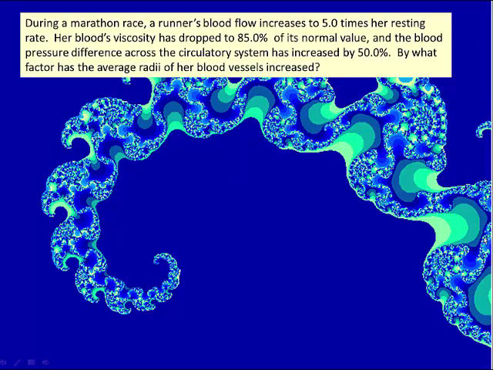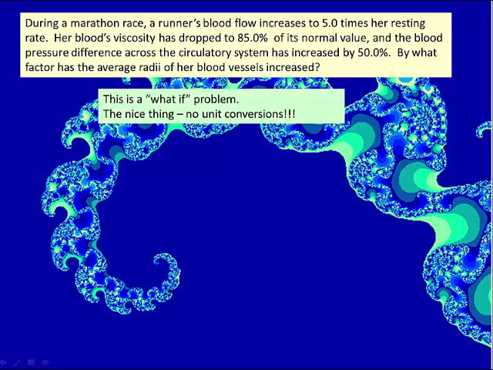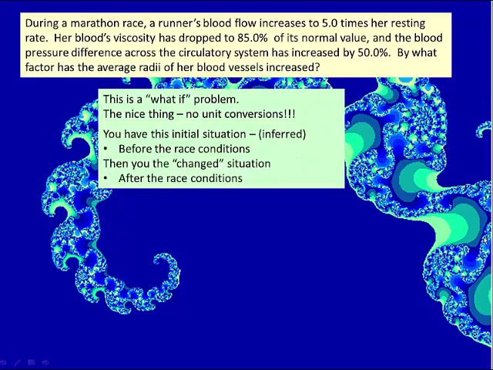So here's the problem. During a marathon race, a runner's blood flow increases to 5 times her resting rate. Her blood's viscosity has dropped to 85% of its normal value, and the blood pressure difference across the circulatory system has increased by 50%. By what factor has the average radii of her blood vessels increased? Again, a what-if problem. The nice thing is there's no unit conversions.